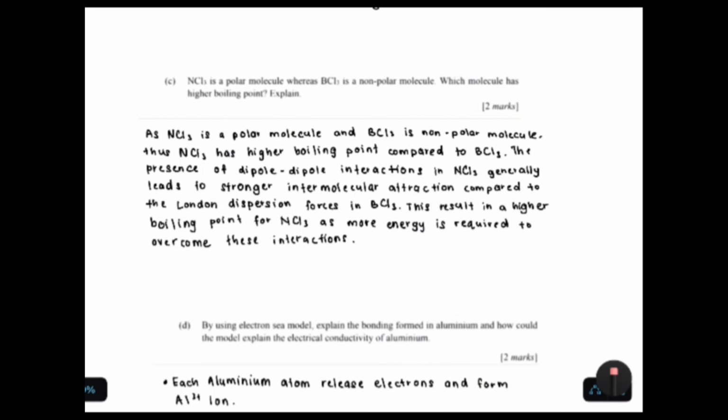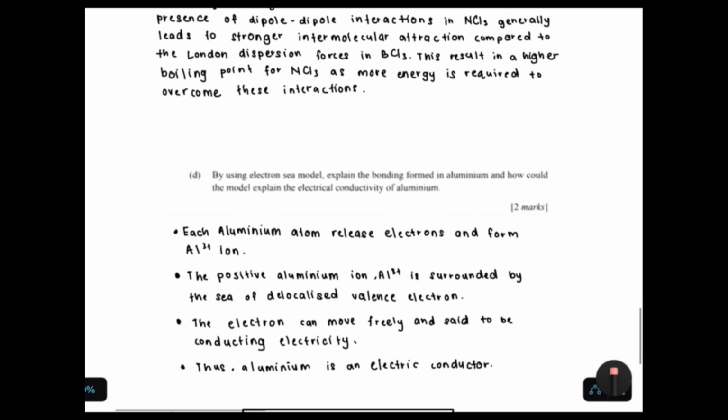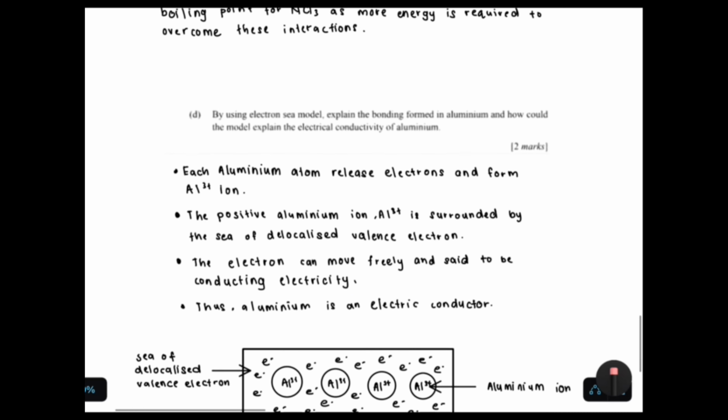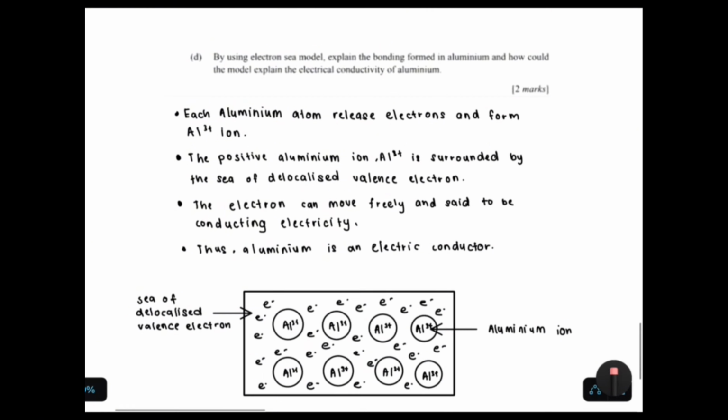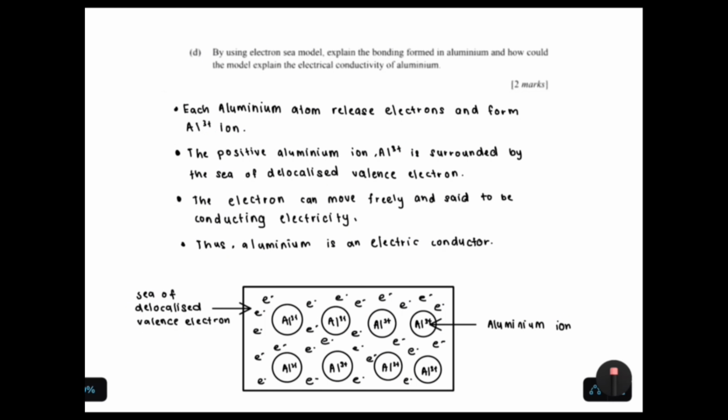So for the last question, D, by using the electron sea model, explain the bonding formed in aluminium and how the model could explain the electrical conductivity of aluminium. So the answer will be each aluminium atom releases electrons and forms an Al3+ ion. The positive aluminium ions Al3+ are surrounded by a sea of delocalized valence electrons, and the electrons can move freely and are said to conduct electricity. Thus aluminium is an electrical conductor.